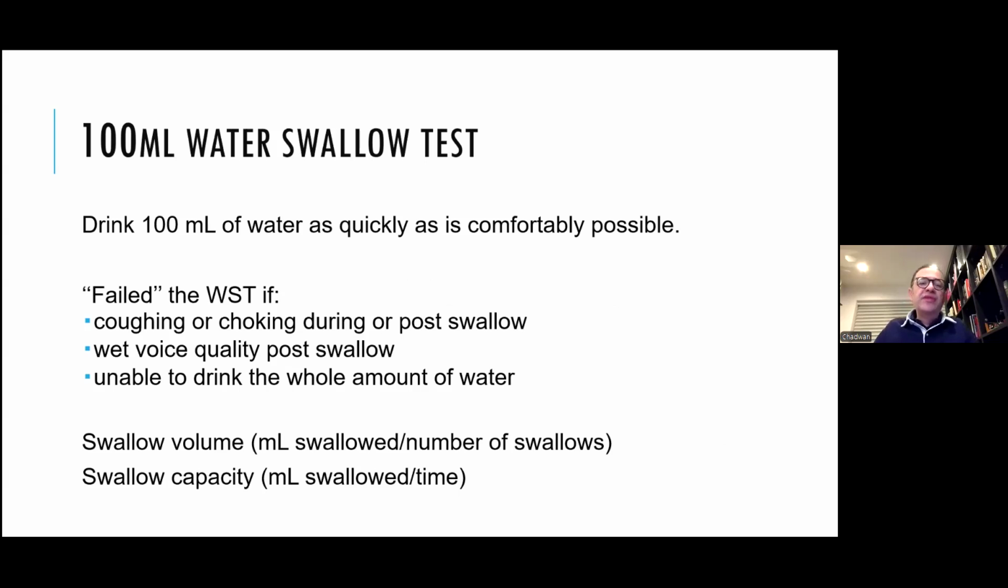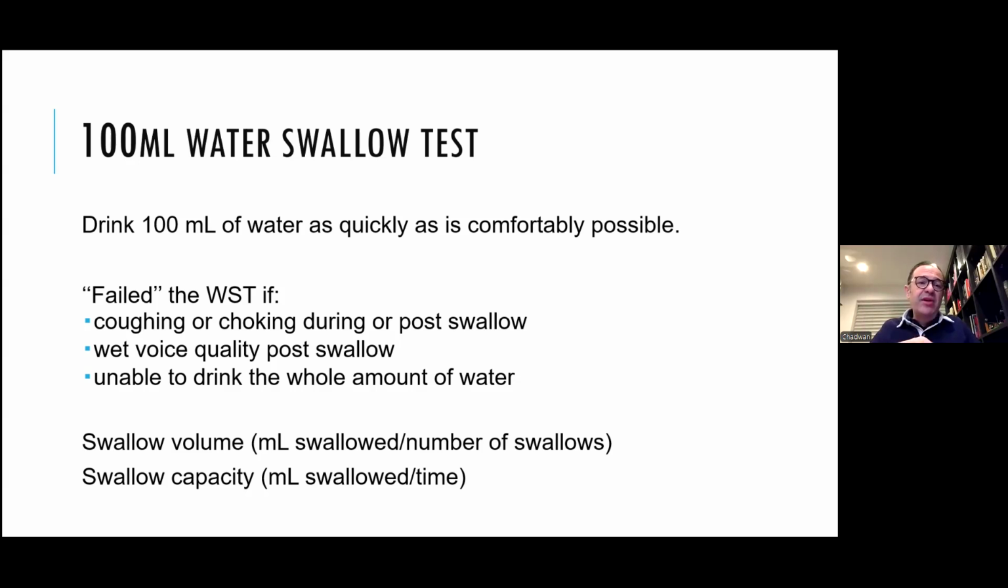The 100 ml swallow test. If you look into the literature, there are numerous tests that try to evaluate dysphagia at the bedside and do this in a systematic way. In our institute, we prefer the 100 ml swallow test. You will see a 20 ml swallow test and various other tests available. For the 100 ml swallow test, you give the patient 100 ml of water and ask them to drink it as quickly and as comfortably as possible. You press the timer when they start and count the number of swallows they needed to swallow the whole quantity of water.